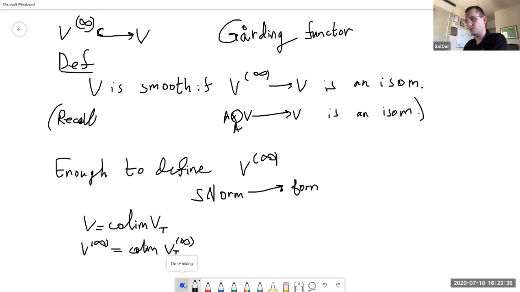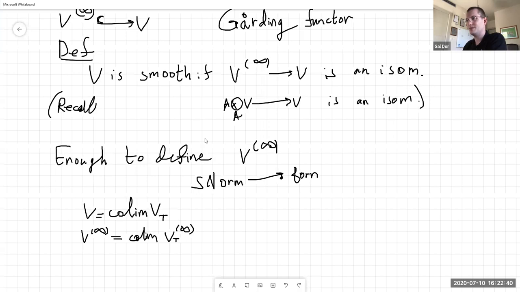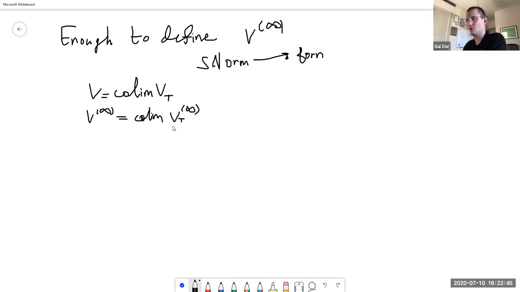Now, how do I define the Gårding space of a semi-normed vector space? Well, that's essentially just what you can imagine. First of all, let V be a semi-normed space.